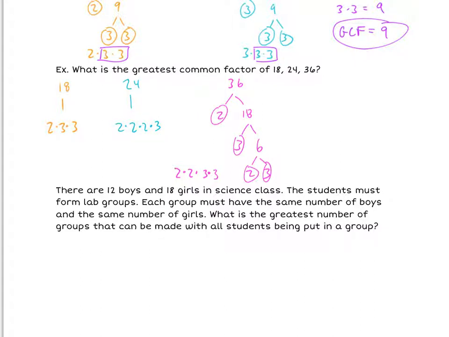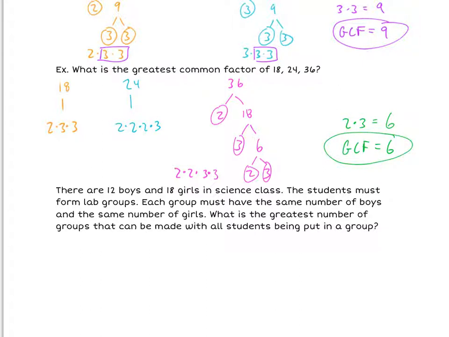So now you're looking at 3 different ones and saying, what do they all have in common? They all have a 2, correct? And they all have a 3. Do they have anything else that everyone has? That's it. So 2 times 3 equals 6. So my greatest common factor equals 6.